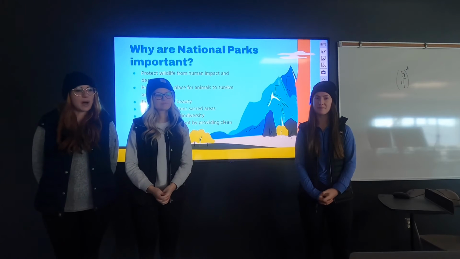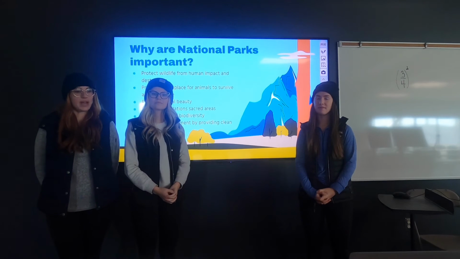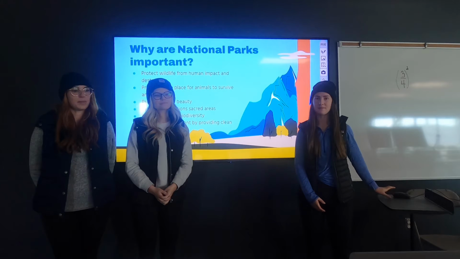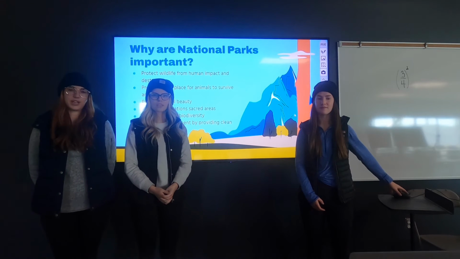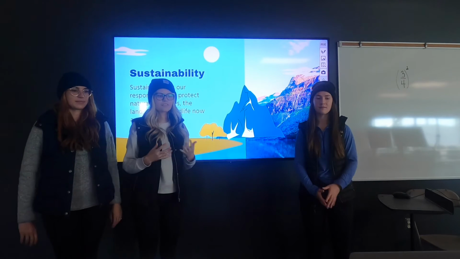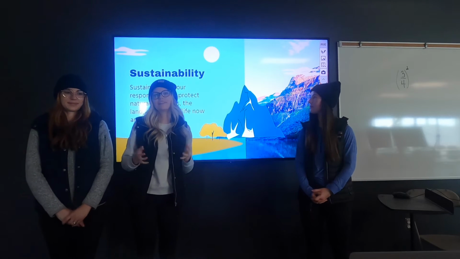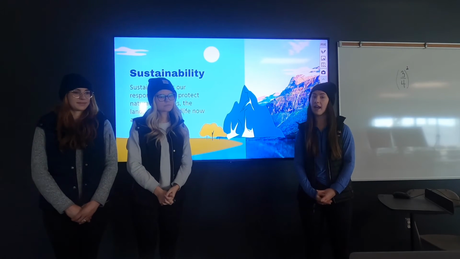National parks also help with the conservation of biodiversity and help the environment by providing clean water and fresh air. All of these things are important for the sustainability of Canada's natural environment. Sustainability is our responsibility to protect natural resources, the land, and the wildlife now and in the future.